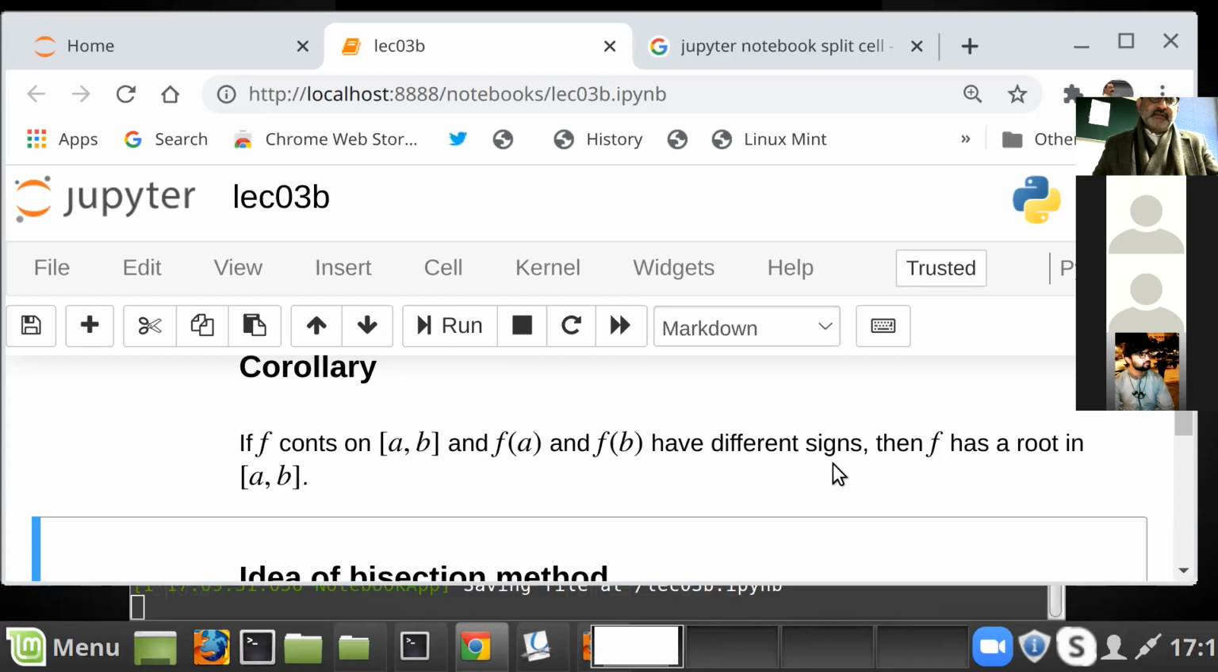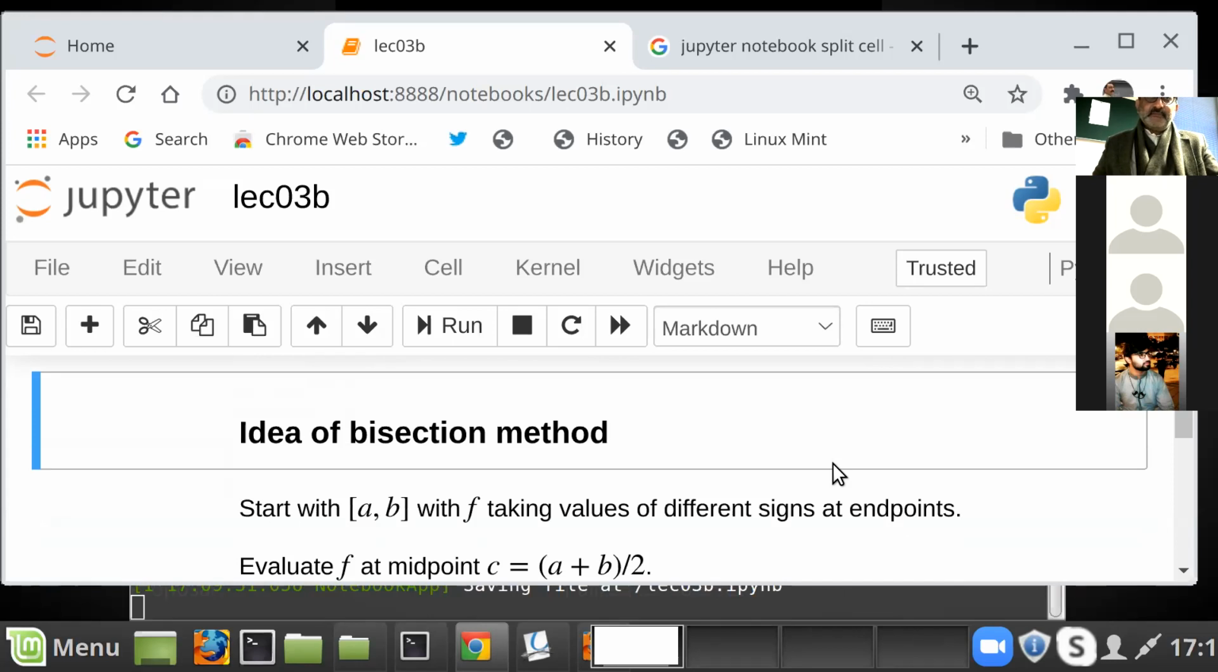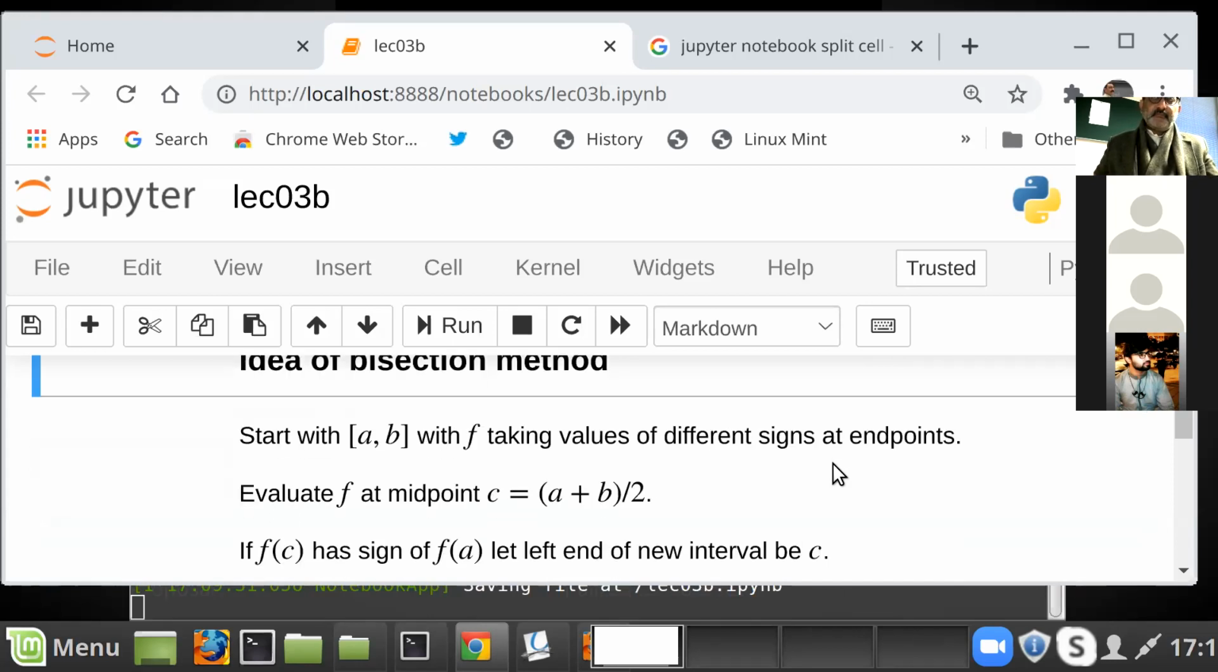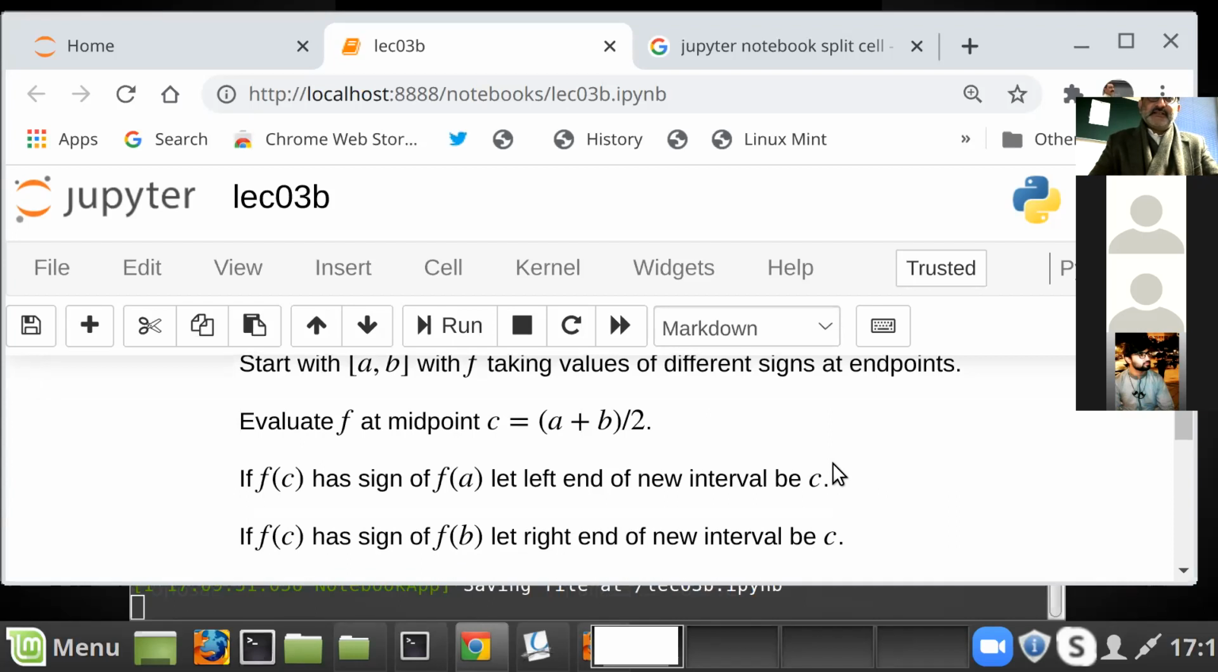Okay, so the idea of the bisection method is this: start with some interval, closed [a, b], with your continuous f taking values of different signs at the endpoints. Now evaluate f at the midpoint. If f of c has the same sign as f of a, then c will be your new a, the new left endpoint of a new interval. If f of c has the same sign as f of b, then c will be the new b, the new right endpoint of the interval.